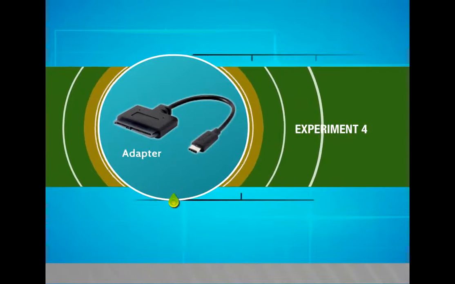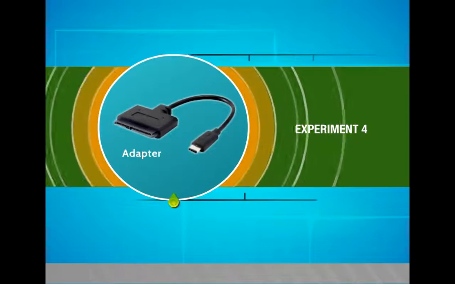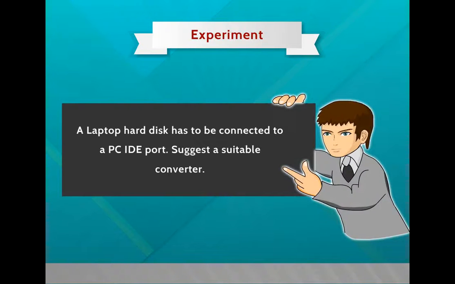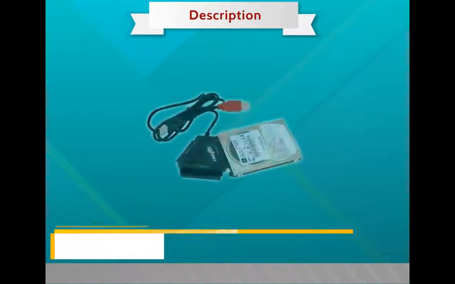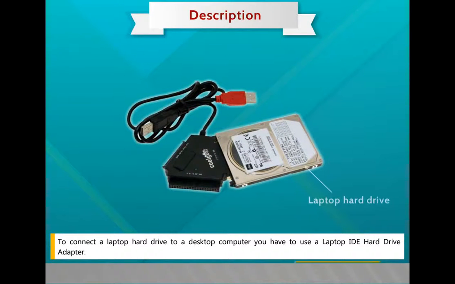Experiment 4. In this video, we are going to see about Experiment 4. Experiment: A laptop hard disk has to be connected to a PC IDE port. Suggest a suitable converter. Description. To connect a laptop hard drive to a desktop computer, you have to use a laptop IDE hard drive adapter.